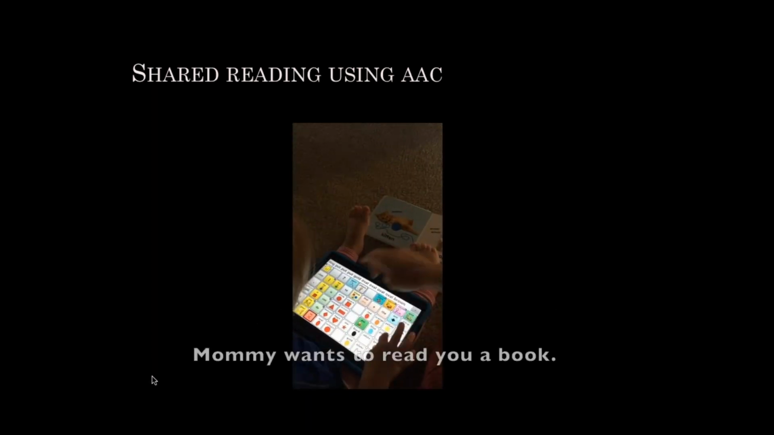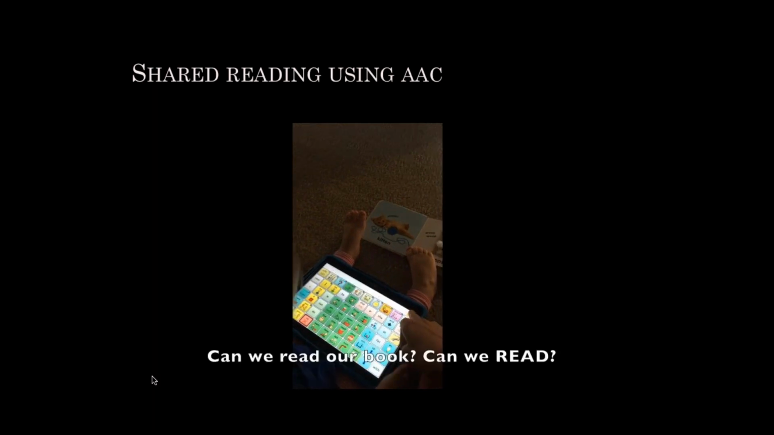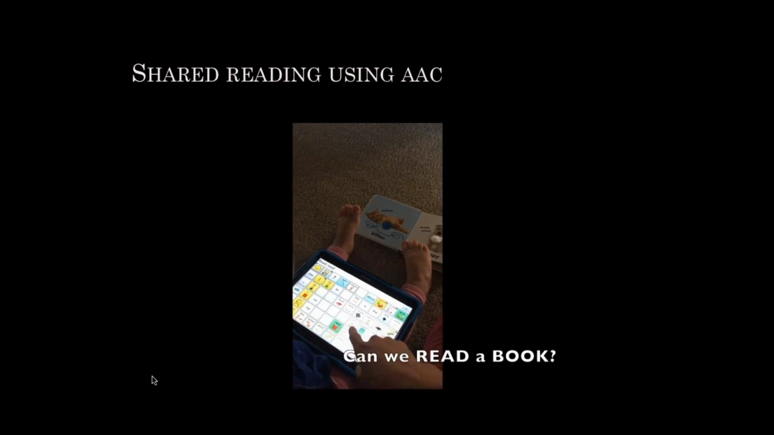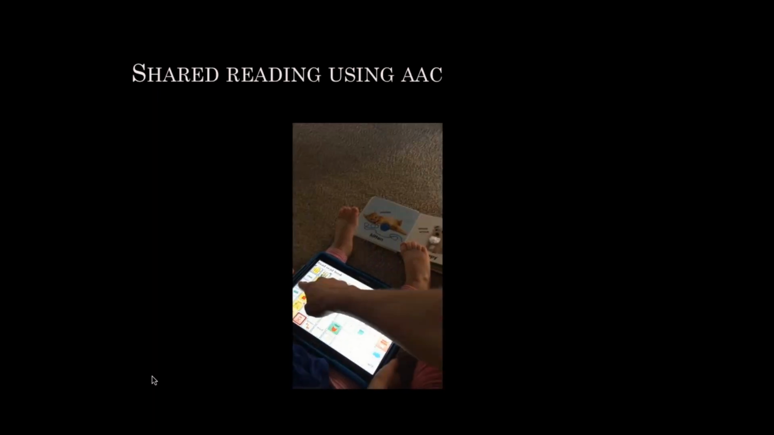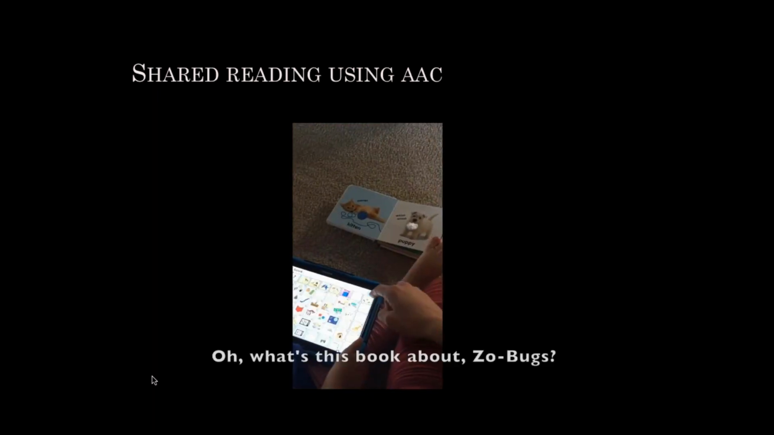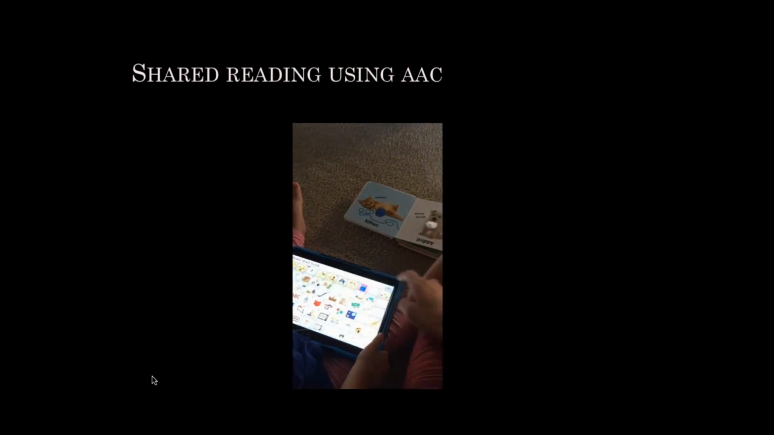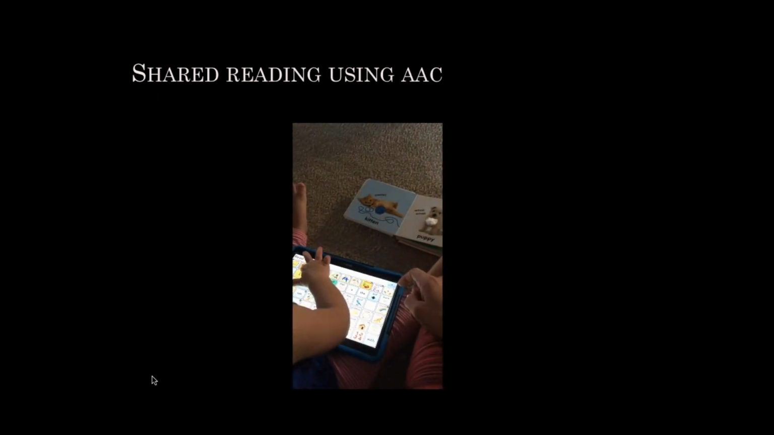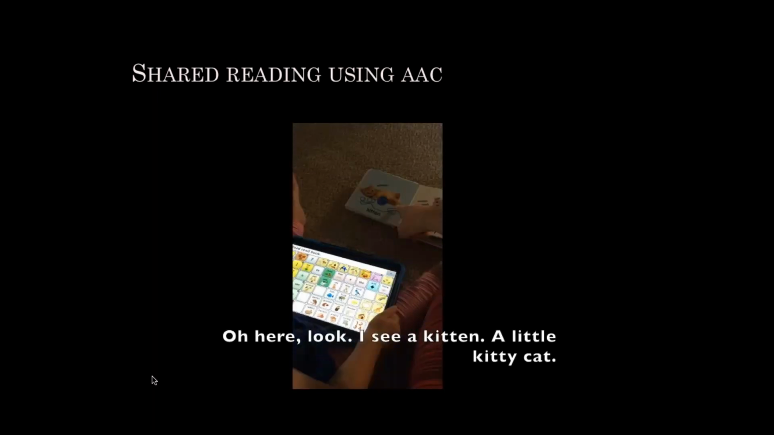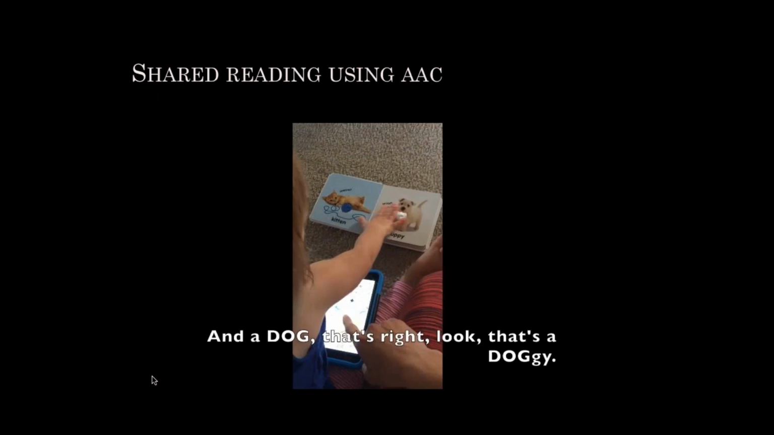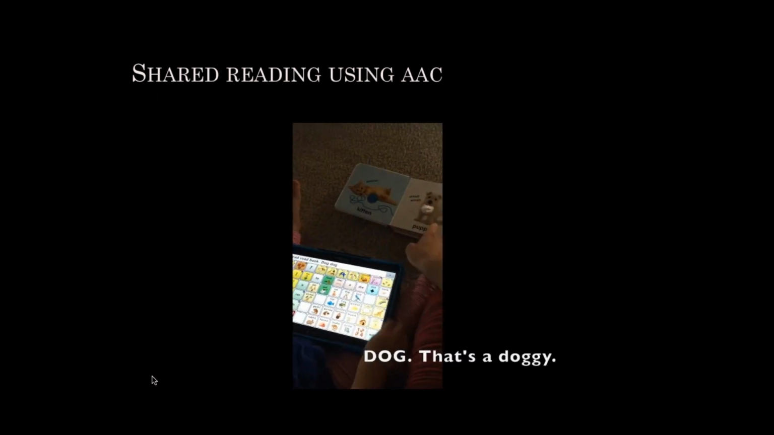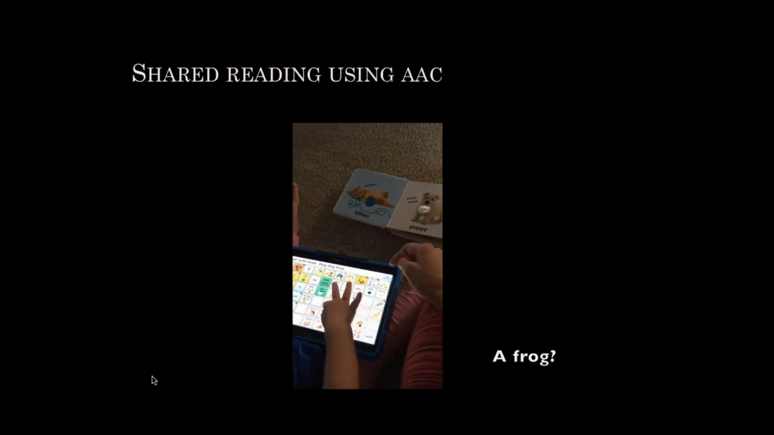Here. Mommy wants to read you a book. Can we read our book? Can we read a book? Red book. Can we read a book? Oh, what's this book about? Is it about animals? Oh, here, look. I see a kitten, a little kitty cat. And a dog. That's right, look. That's a doggy. Frog. A frog.